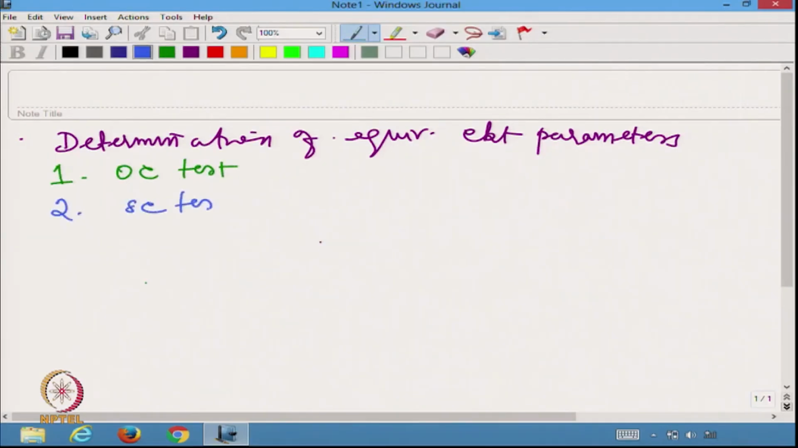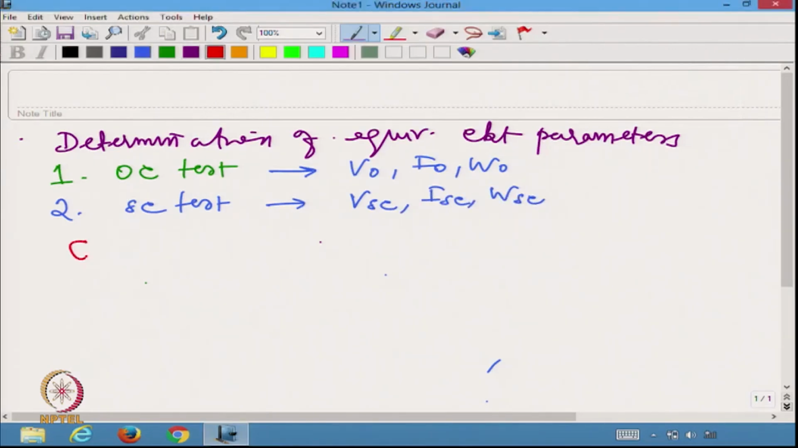These are the two tests we looked at. In the open circuit test we said we will get three readings, V naught, I naught and W naught, and in the short circuit test we get again three readings, VSC, ISC and WSC. We also said that in the open circuit test the reading that we get as W naught corresponds to only the iron losses. There is no indication of any copper loss in this.